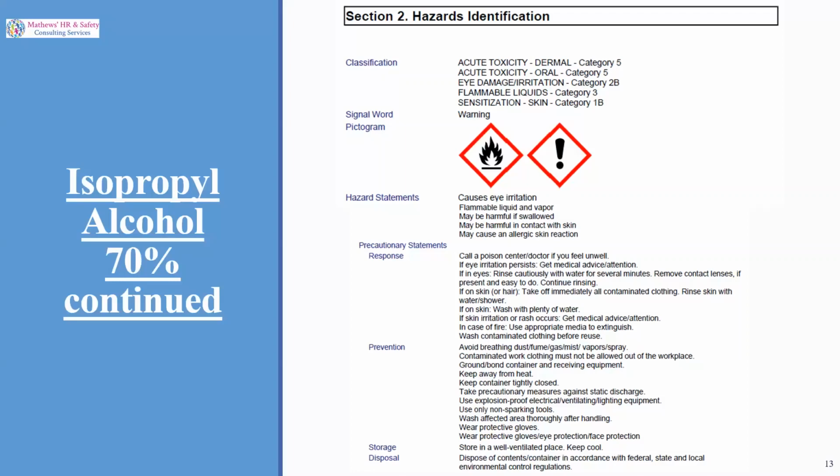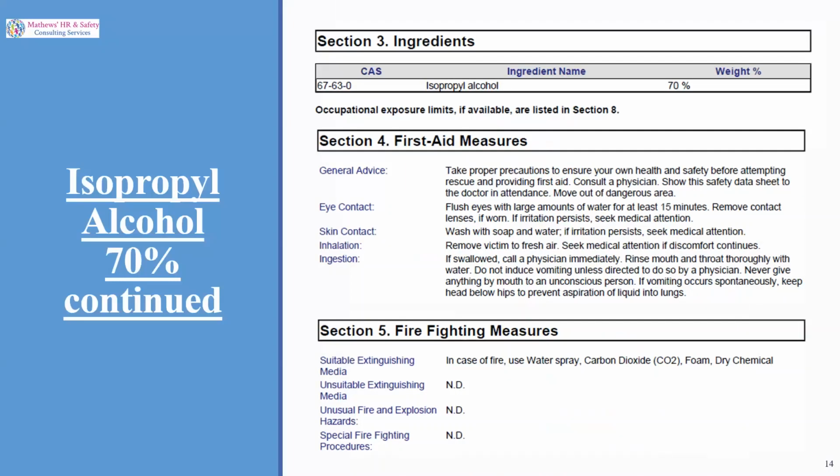It does tell you to wear protective gloves and wear protective eye protection and face protection when utilizing this product. It also says to store it in a well-ventilated place and dispose of the contents in accordance with the federal, state, and local environmental control laws. Moving on to section 3, we can see there's just one ingredient, no mixtures, which is nice.